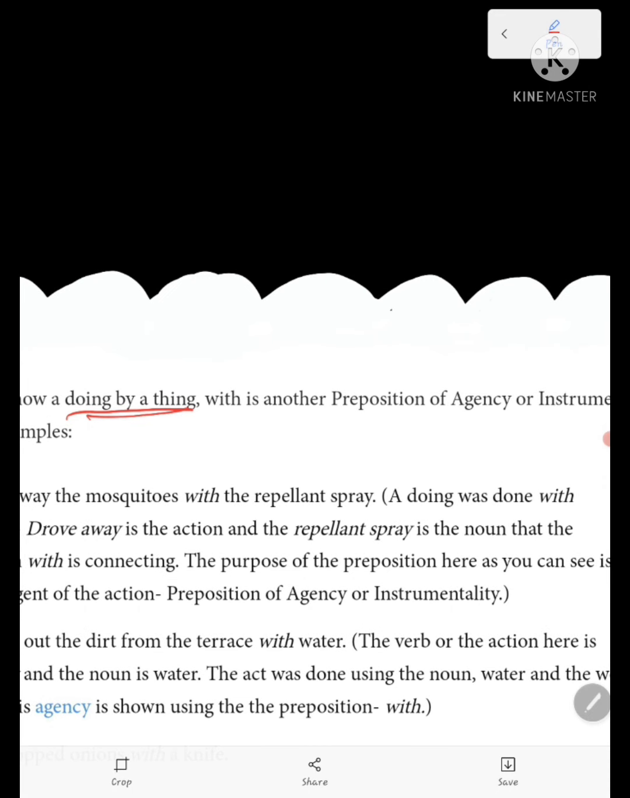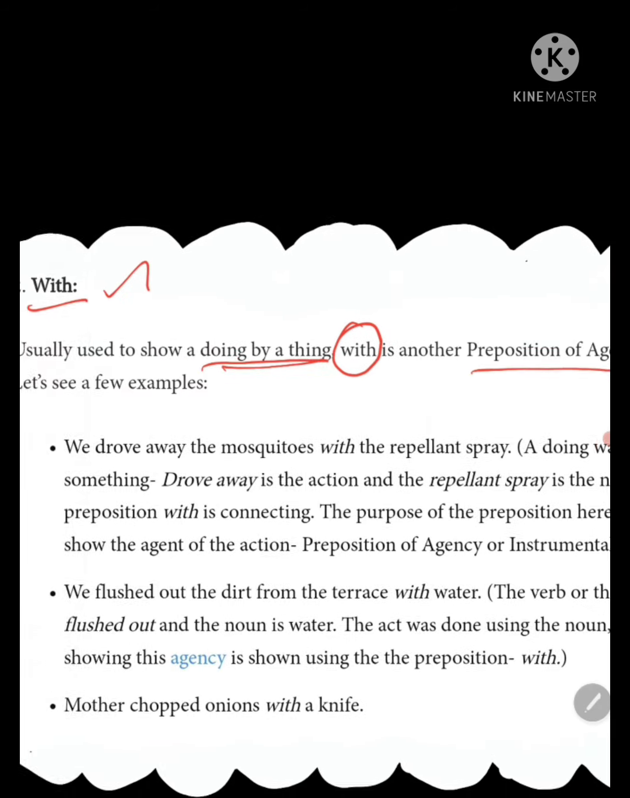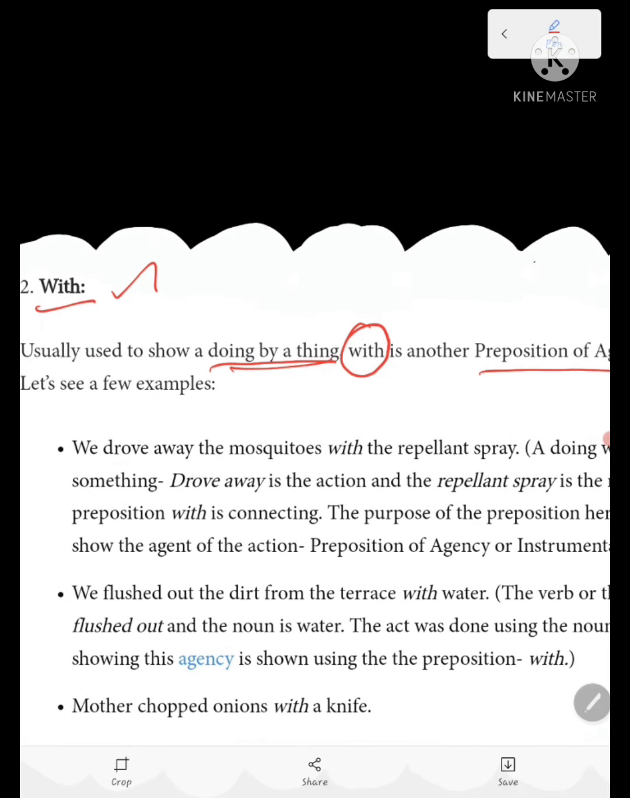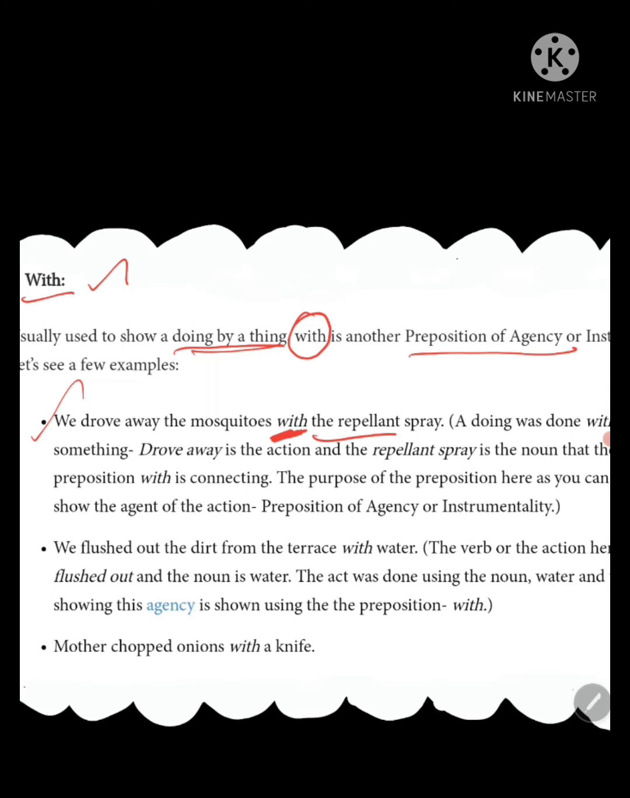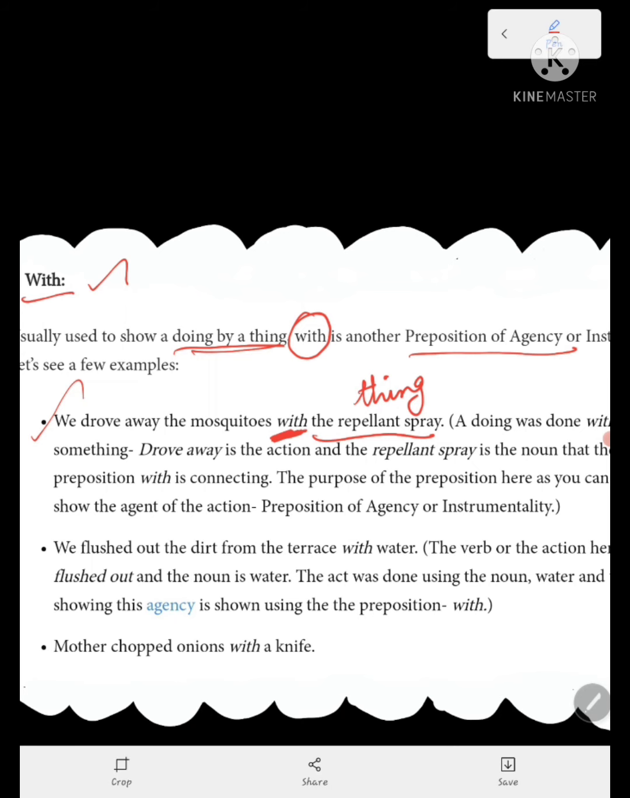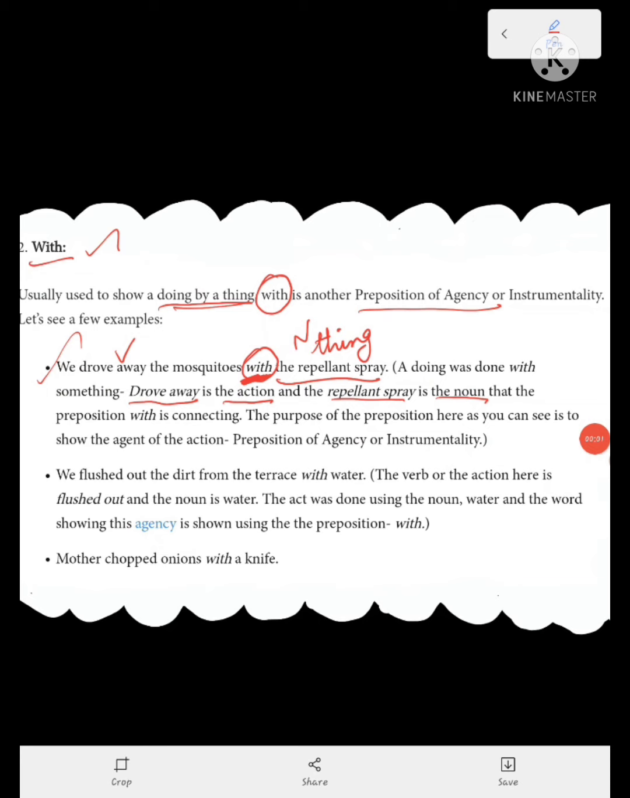With is another preposition of agency or instrumentality. Let us see a few examples. We drove away the mosquitoes with the repellent spray. So the repellent spray is a thing here. It's not a person. So for things, we use with. A doing was done with something: drove away is an action, and the repellent spray is a noun.